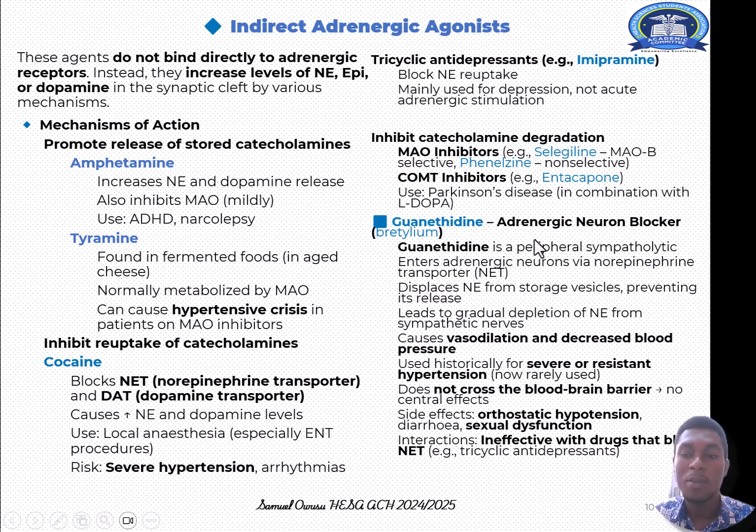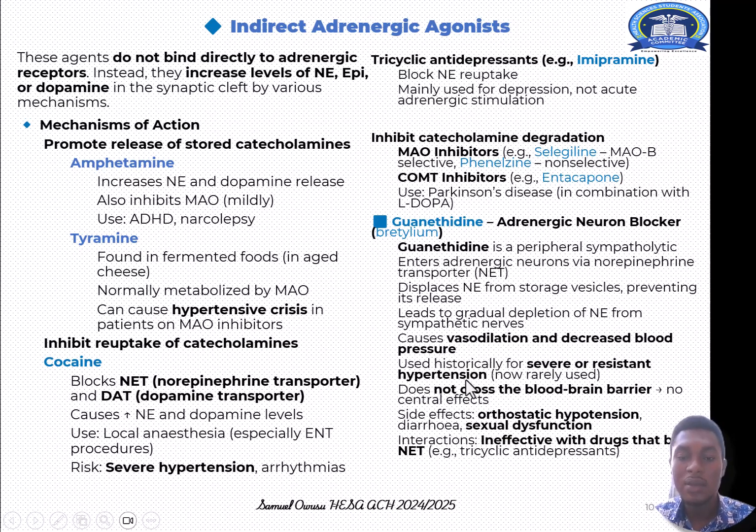Guanethidine is a peripheral sympatholytic. It enters the adrenergic neurons via norepinephrine transporter. And remember, I said that it would displace the norepinephrine from storage vesicles, and that will prevent its release. Okay, so it leads to degradation or depletion of norepinephrine from the sympathetic nerves. It can cause vasodilation and decrease blood pressure.